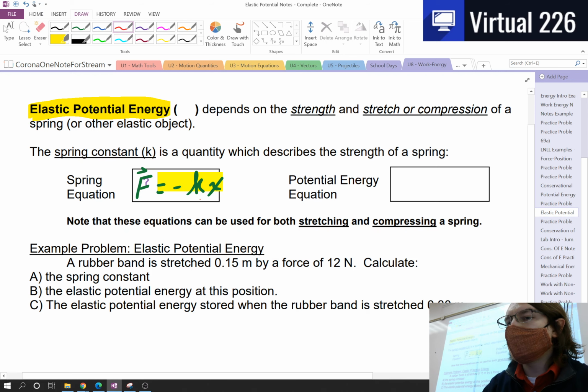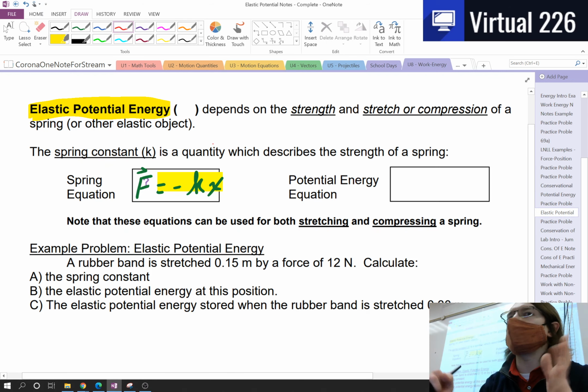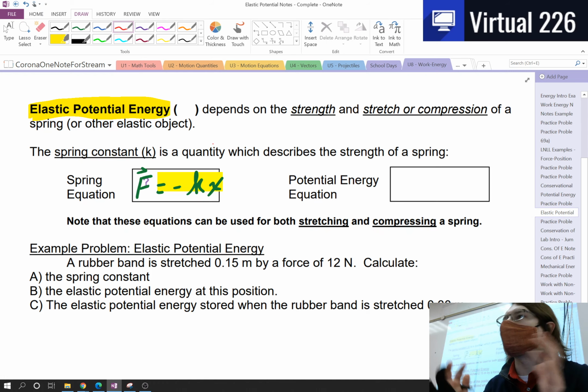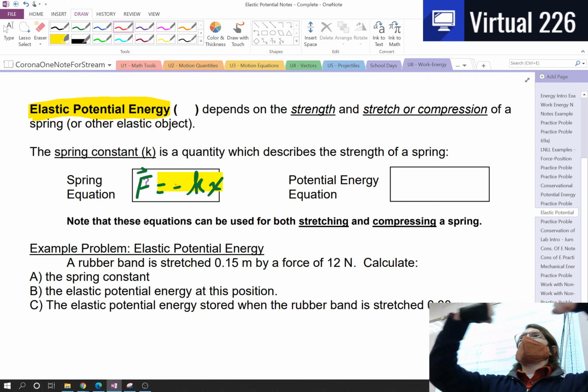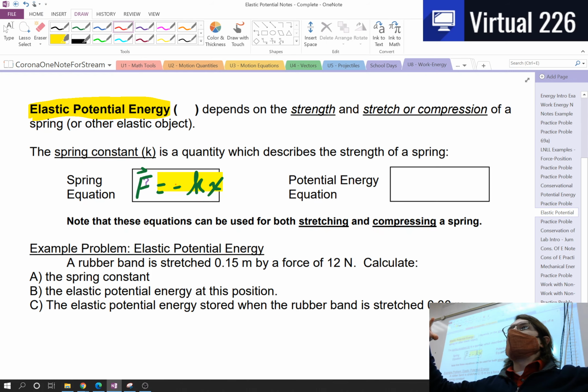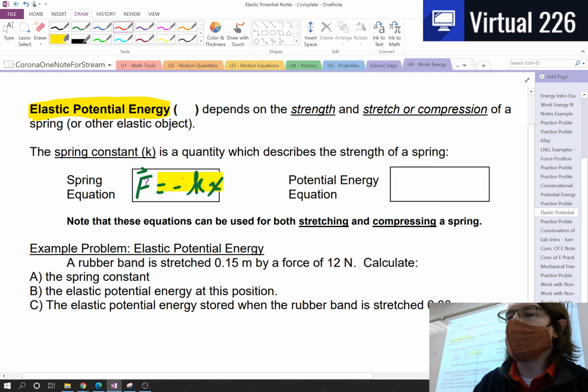This x here represents how far you have stretched or compressed that spring from its equilibrium position, so from where it's at rest. And this negative is just implying that whichever way you stretch it, the force is acting opposite of that. So if you took a spring and stretched it out, it wants to come back. If you took a spring and compressed it in, it wants to go back to normal. Okay? So that was just our force equation.